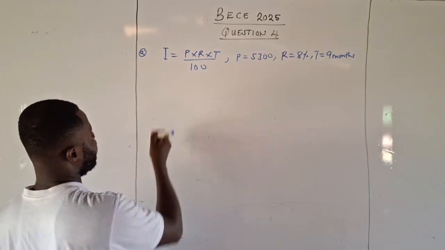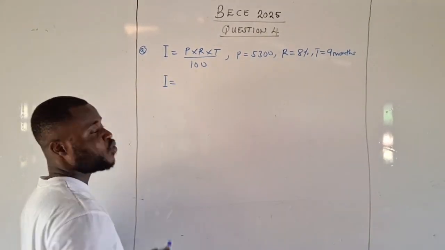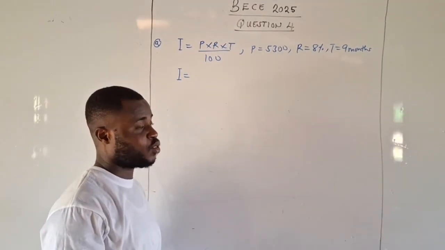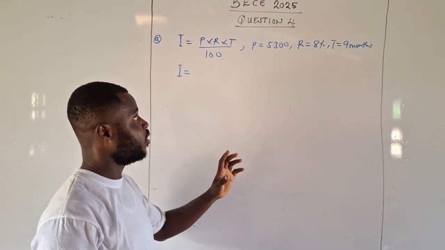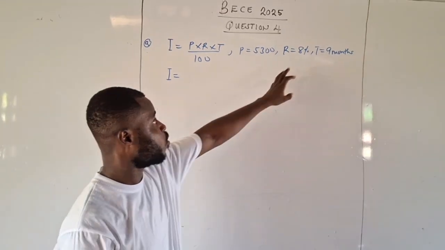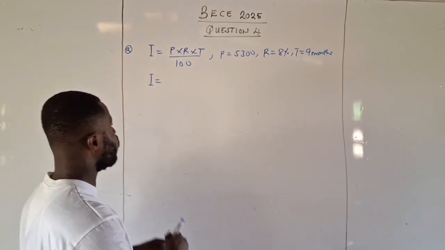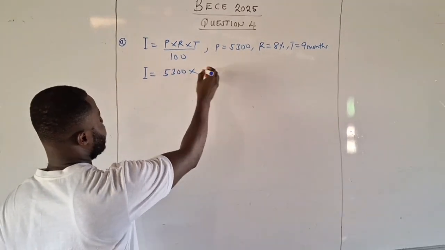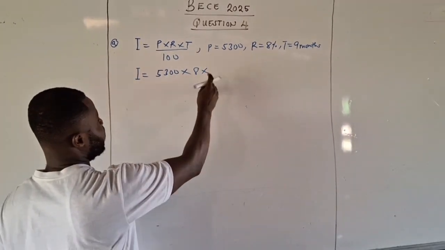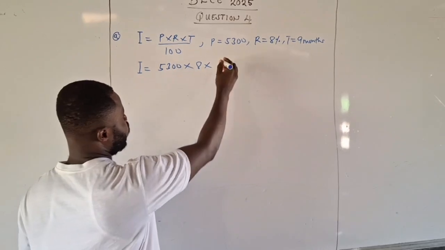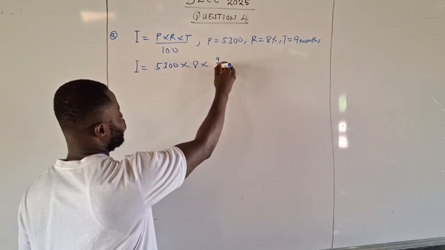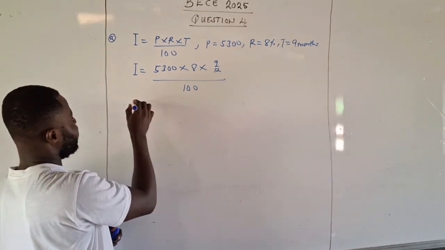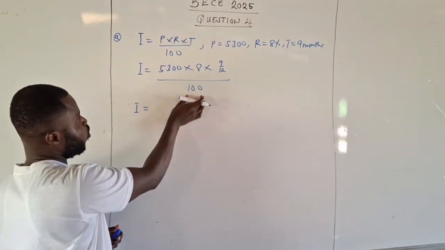Yes, not a full year. Normally, in simple interest, they give the time in years, but this one was given in months. So you have to know that it was not for the full year. And this 100 is there because the rate is always given in percent. So we multiply our principal, which is 5,300, times our rate, which is 8. Then the time is 9 months, and we know we have 12 months to make a year, so we divide by 12, all over the 100, which is inside the formula because of the rate.